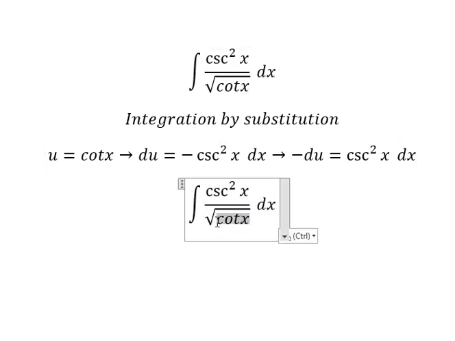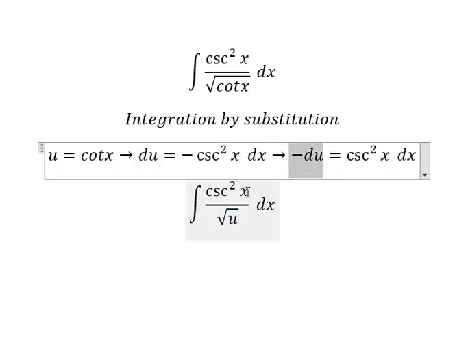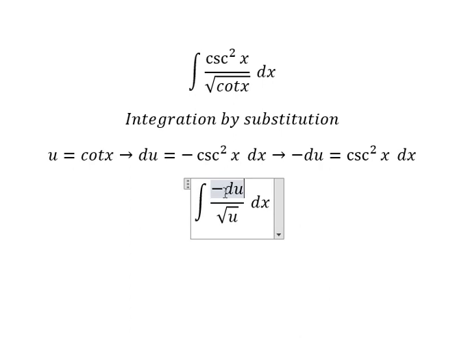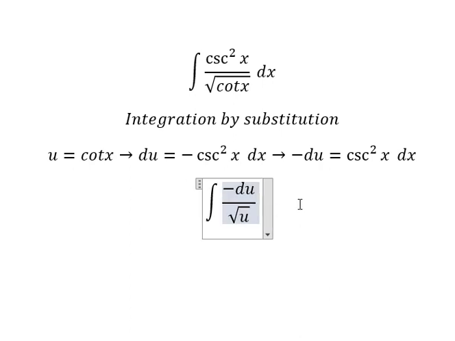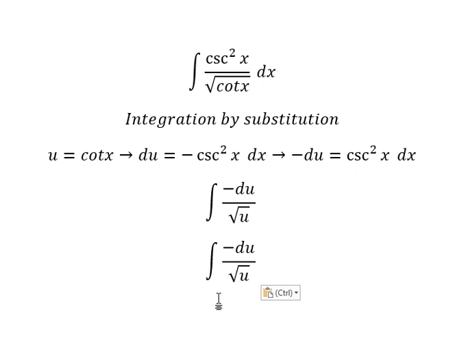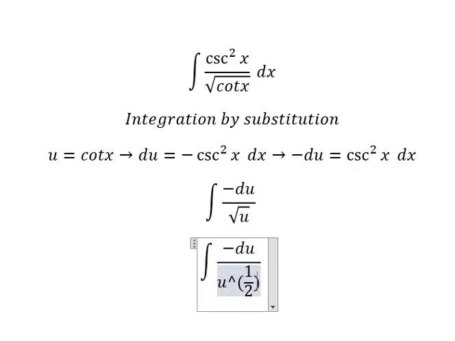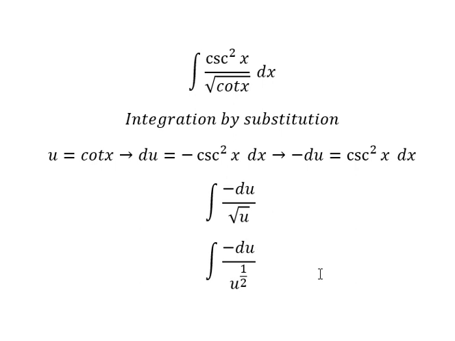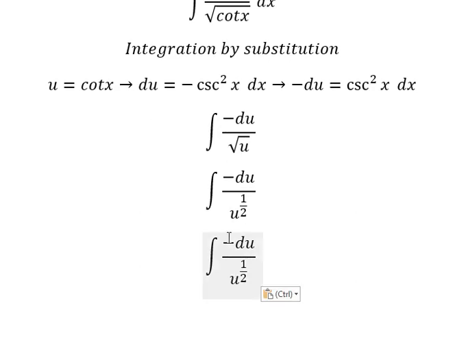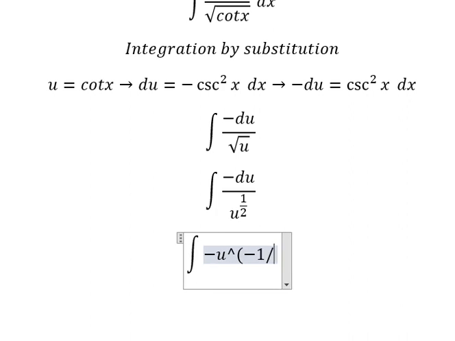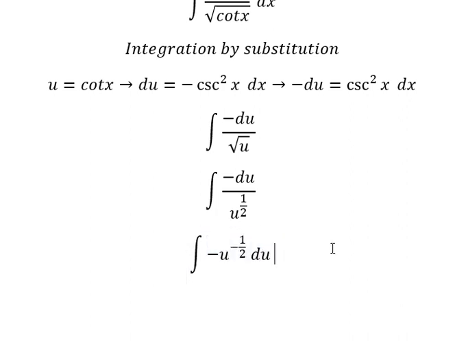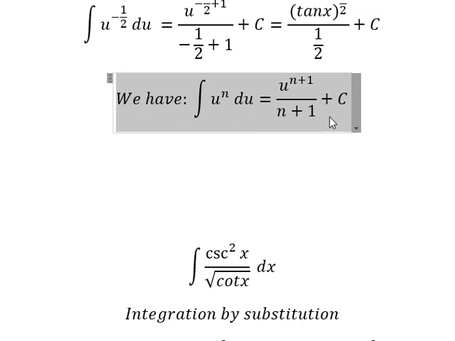So this one we change to u. Cosecant squared x dx we change to negative du. So this one becomes u to the power of 1 over 2. If we want to put this in the numerator, we need to put the negative sign on the power. And now we apply the formula here.